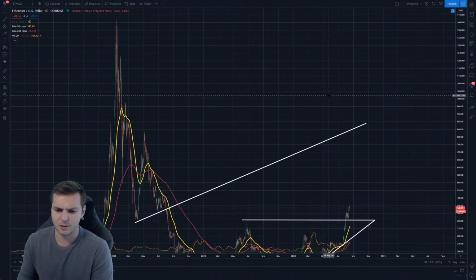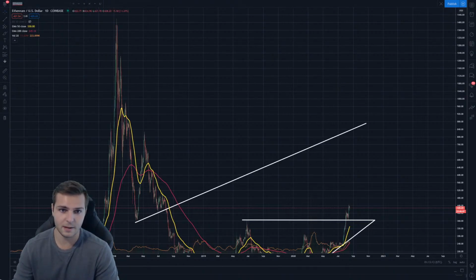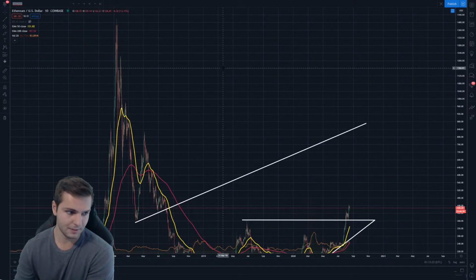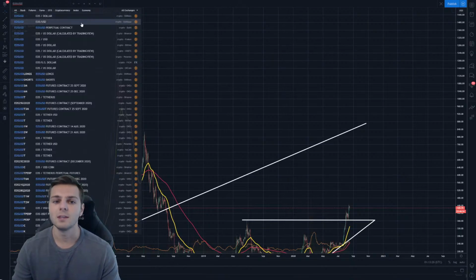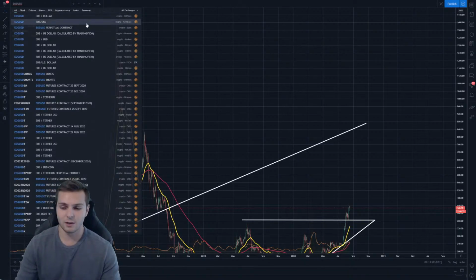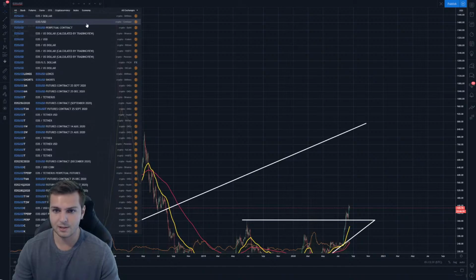So I want to quickly talk about my most profitable trade of, maybe, I don't know if it's my most profitable trade of this month. It's a good trade that I made this month. It's probably the heaviest investment that I made. And that's going to be the sister of Ethereum, which is EOS. Now, I talked about this in my last live stream.